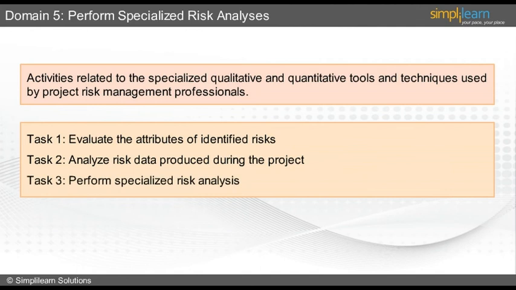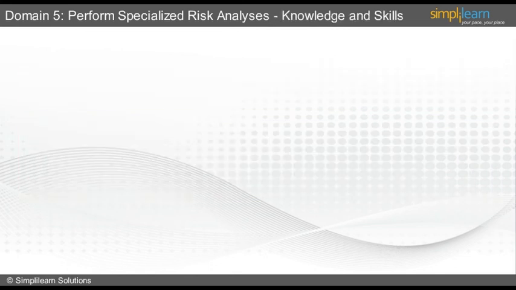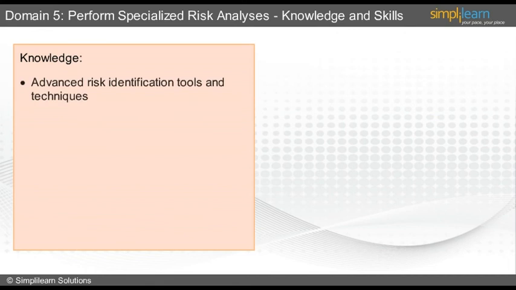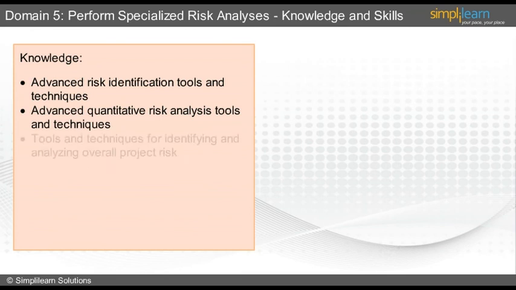The third and the last task is to perform specialized risk analysis using advanced tools and techniques in order to support stakeholder decision-making for the project. In the next slide, we will learn the knowledge and skills required to attain these tasks. The knowledge required is tools and techniques used for risk identification, qualitative risk analysis, and identifying and analyzing the overall project risk. The names of a few tools and techniques are Delphi, Nominal Group Technique, Monte Carlo Analysis, Risk-Based Analytical and Critical Chain Analysis.